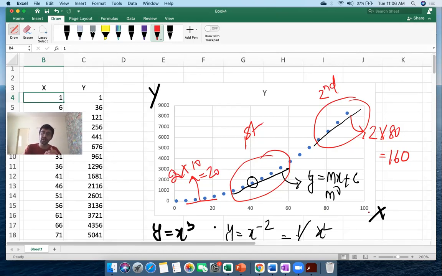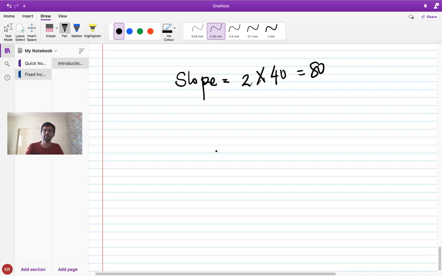In this case where y is equal to x square, at lower levels of x we had a lower slope. At higher levels of x we had a higher slope. Okay, that is what I'm trying to say. All right. Now, this is going to be the last discussion for this lecture.